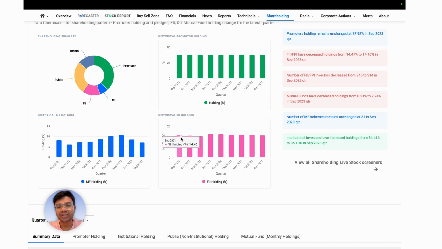Suppose you want to invest 20,000 and you are seeing a sudden decrease in these holdings, and the share price is decreasing a bit. Maybe you can wait for a few months and then buy. But if it's fundamentally strong, you can actually go and buy it.